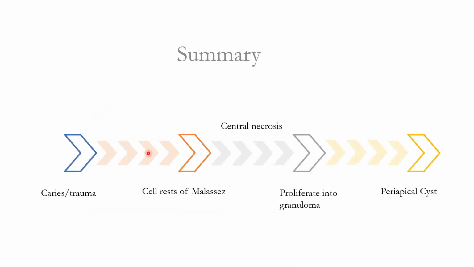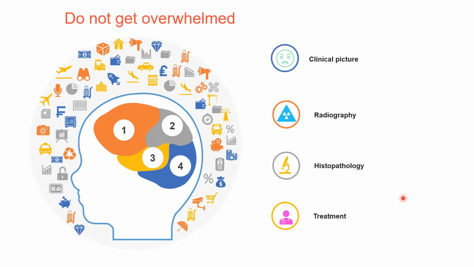Let's see how the radicular cyst itself forms. The cause could be either caries or trauma, which stimulates the cell rests of Malassez, and they proliferate to form a granuloma. The central cells undergo necrosis, and that results in the formation of a periapical cyst. So that's the etiology. Clinically, it is associated with a non-vital tooth. It is very essential because the pulp has undergone necrosis, and that's how the toxins have reached the apex and caused the inflammation.